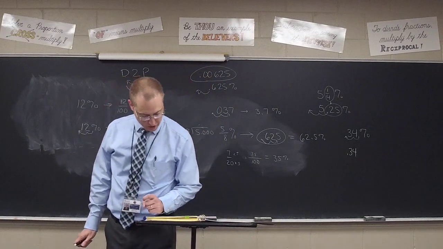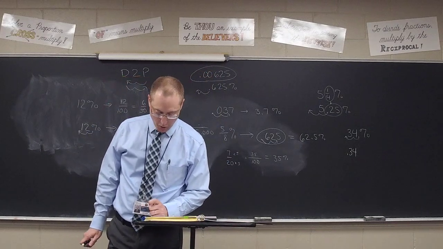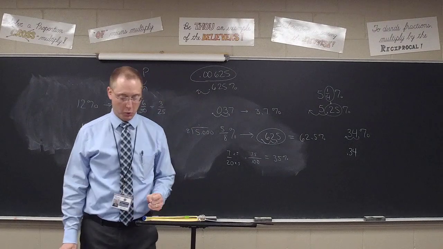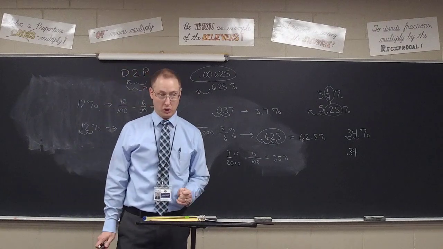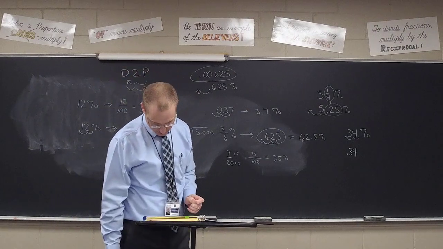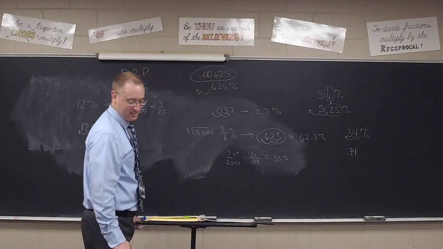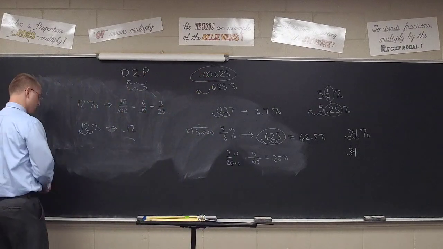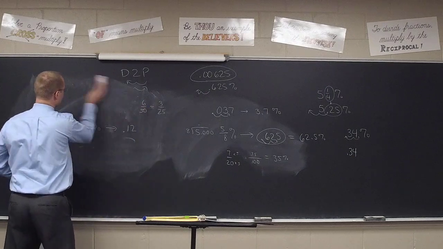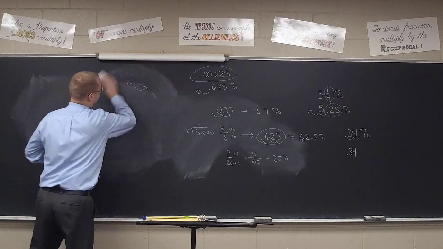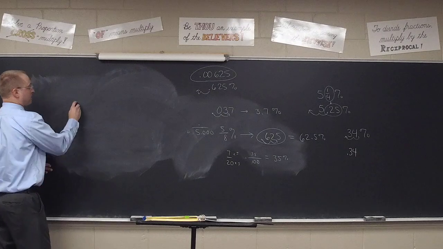Of the total flowers sold, 49 were roses. What was the ratio of roses sold to total flowers sold? Bryson? Give me the initial answer. 49 over 147. Good. 49 to 147 should, of course, be the initial answer.